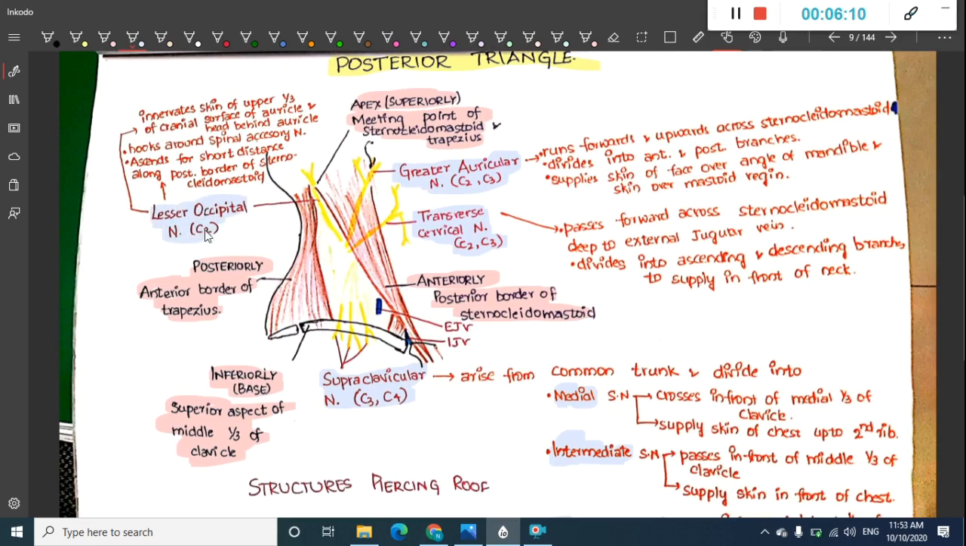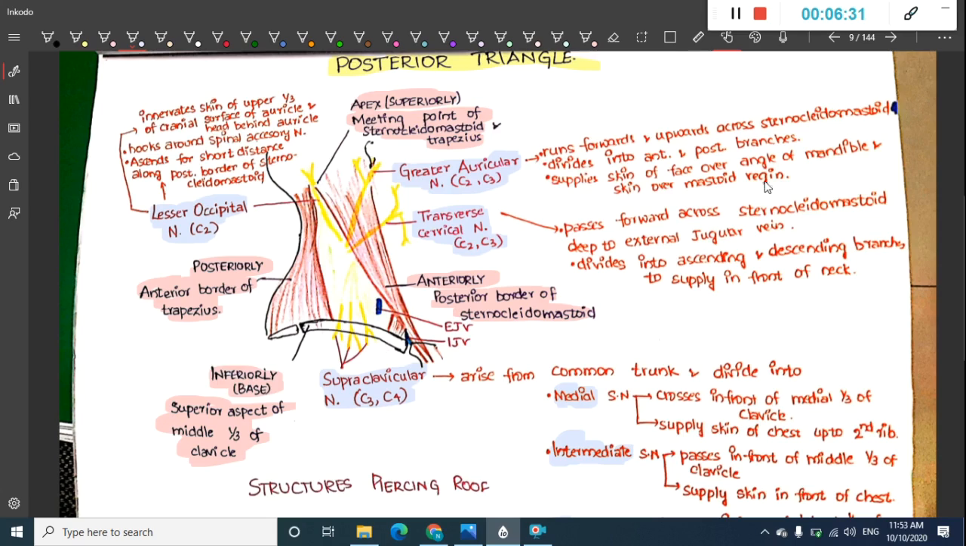This lesser occipital nerve first goes upwards and hooks around the spinal accessory nerve. It innervates the skin of the upper 1/3 of the clavicle, the cranial surface of the auricle, and the head behind the auricle. So these are the different contents.